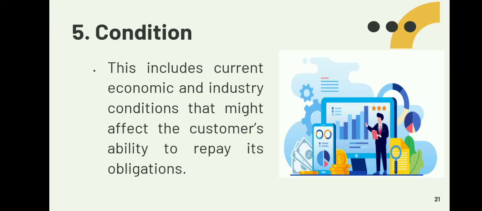Number 5 is conditions. This includes current economic and industry conditions that might affect the customer's ability to repay its obligations. Lenders look at the general conditions relating to the loan. This may include the length of time an applicant has been employed at their current job, how their industry is performing, and future job stability. The conditions of the loan, such as the interest rate and amount of principal, influence the lender's desire to finance the borrower. Conditions can refer to how a borrower intends to use the money.